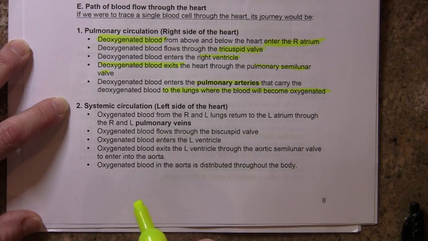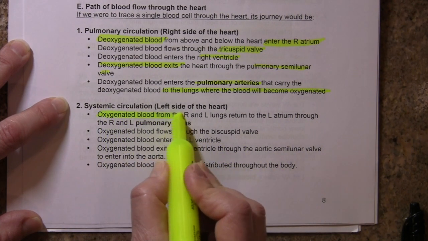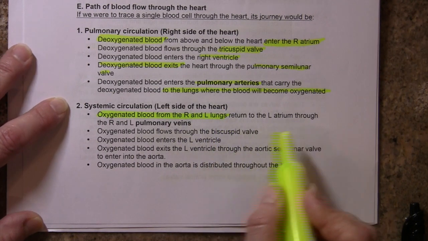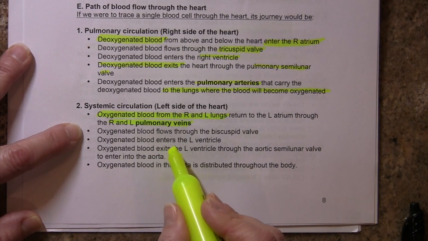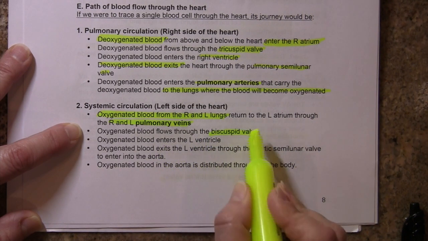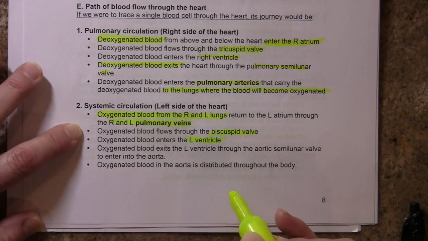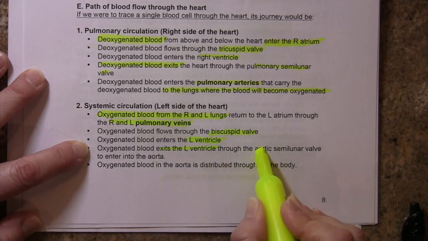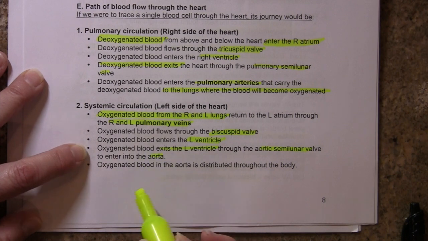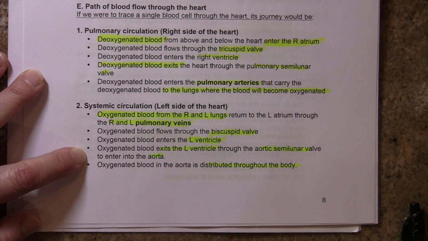This is known as the systemic circulation. Oxygenated blood from the right and left lungs return to the left atrium through the right and left pulmonary veins. That oxygenated blood will flow from the left atrium through the bicuspid valve into the left ventricle. The oxygenated blood will exit the left ventricle through the aortic semilunar valve into the aorta and then get distributed throughout the body.